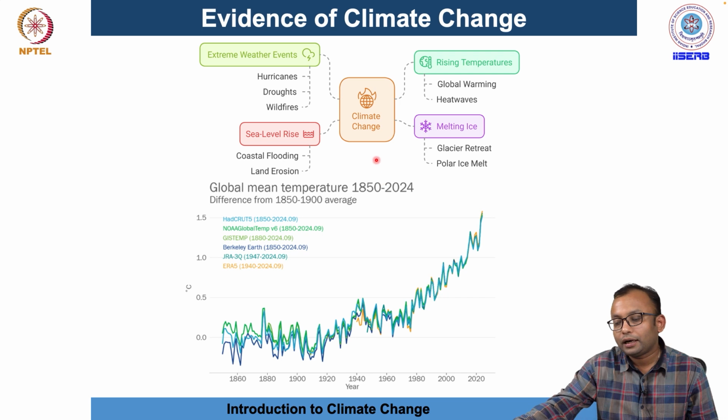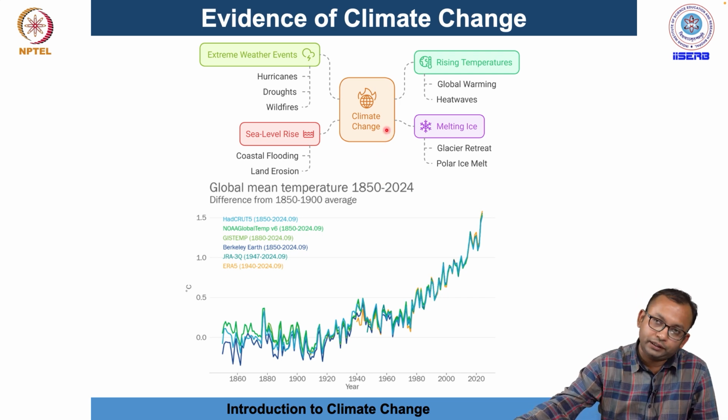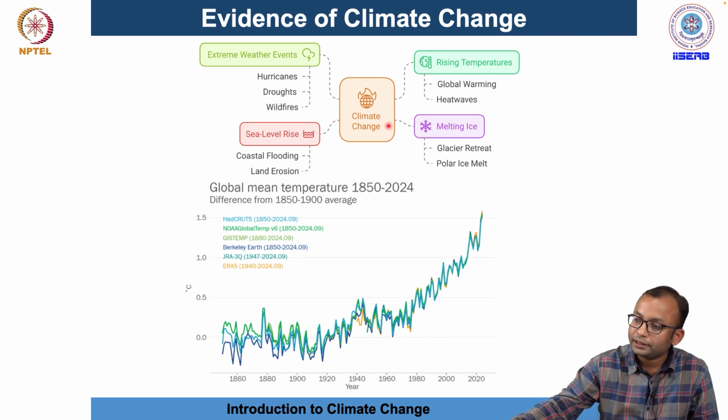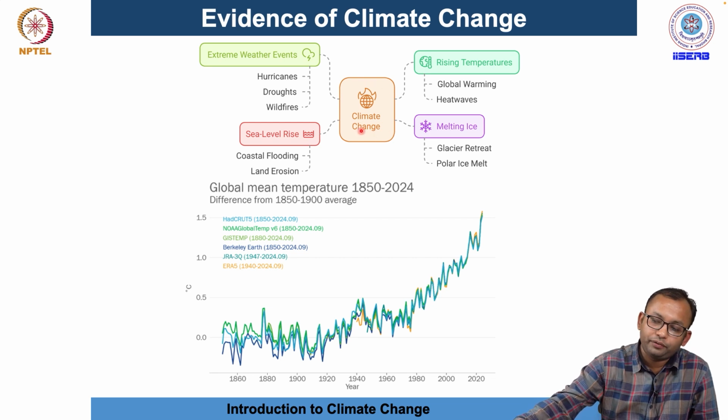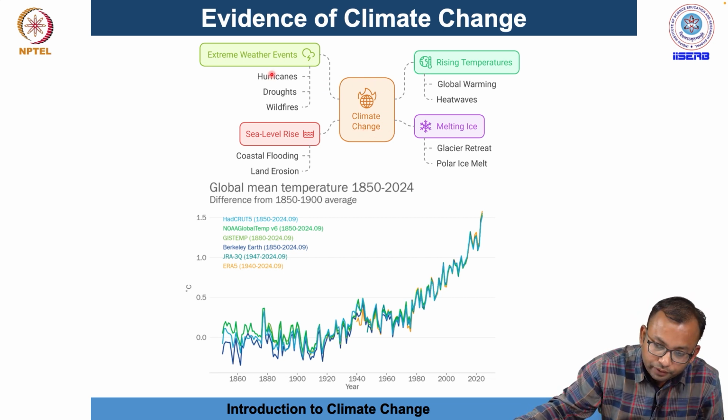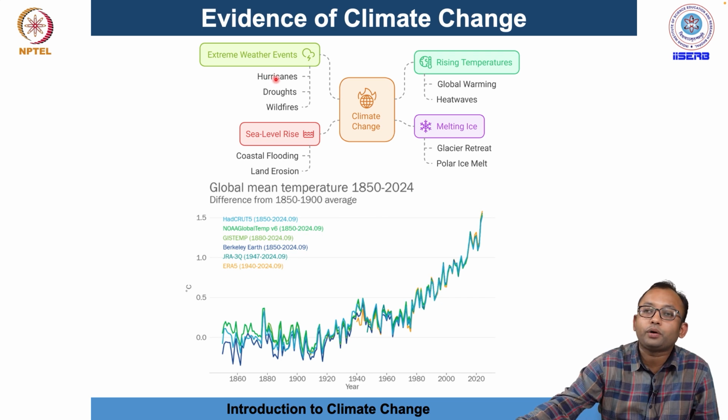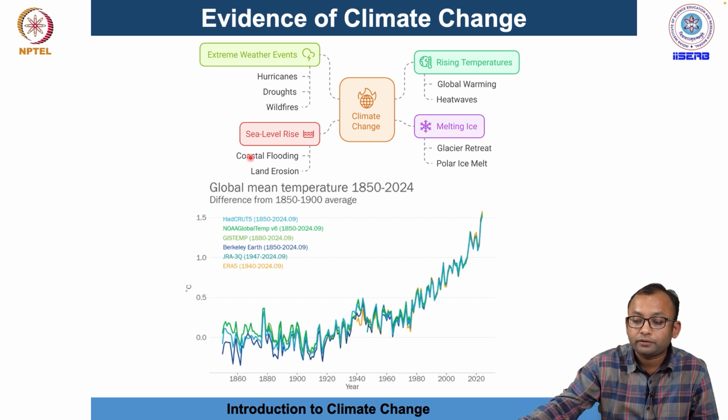So basically, what is the evidence of this climate change? When you talk about the greenhouse gas effect, it has been enhanced, and therefore we have more climate change issues. So what are the evidences? For example, different types of extreme weather events, which can be hurricanes, drought events, meteorological drought events, or wildfire events. Then there is sea level rise, leading to more frequent occurrences of flooding, coastal flooding, and land erosion.